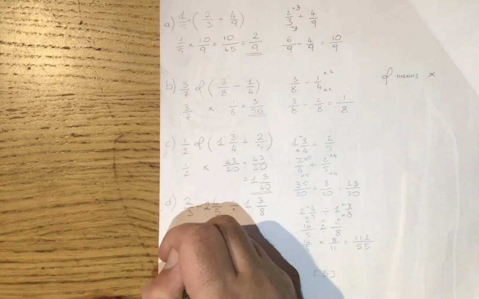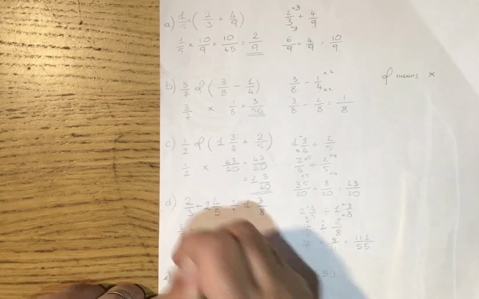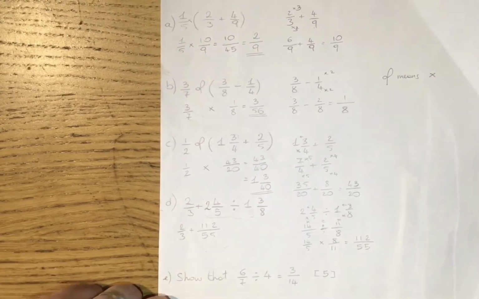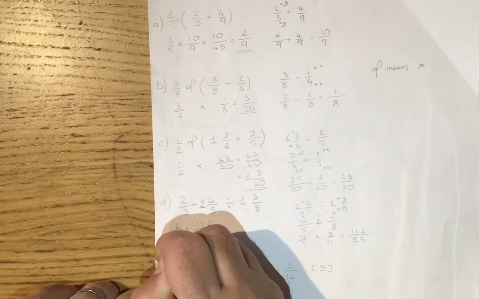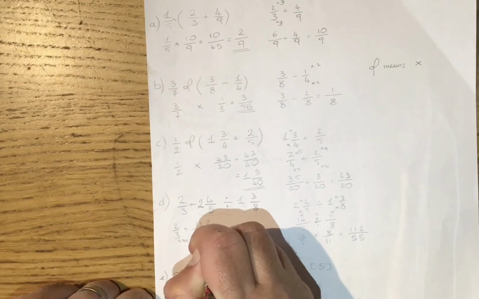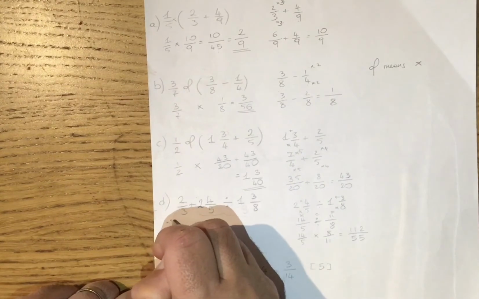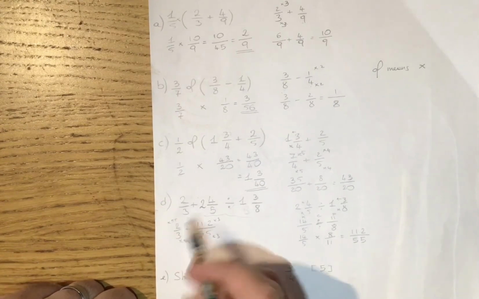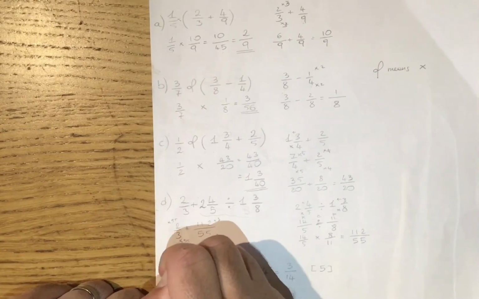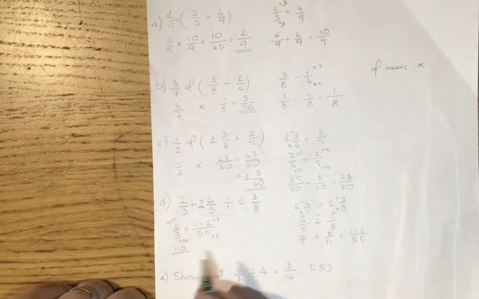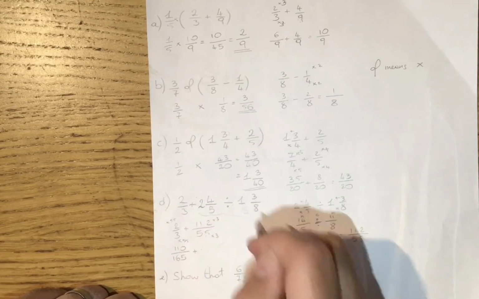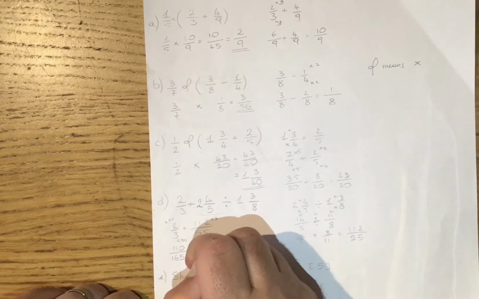So now we have 2/3 plus 112 over 55. They are not in the same times table, so I need to times them by each other. So I need to times this one by 55 and this one by 3. So now 55 times 2 is 110 over 55 times 3 is 165. 112 times 3 is 336.